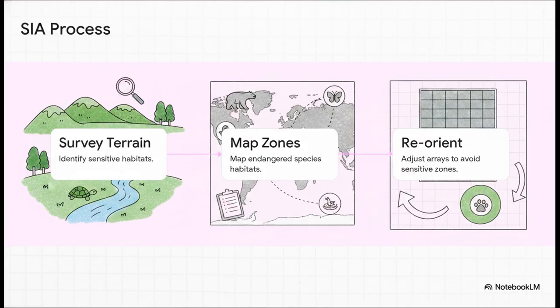Let's look at how this actually translates into practical action on the ground. When an SIA is done right, it literally shapes the physical layout of the solar park. First, environmental engineers are out there physically surveying the terrain for sensitive habitats. Second, they map out the specific zones where endangered species live or breed. And third, and honestly, this is where the magic happens, they use all that data to actually reorient the installation of the solar arrays. They take the blueprint and they change it, just completely avoiding those sensitive natural zones. It's all about preserving the biodiversity while still capturing that essential solar energy.